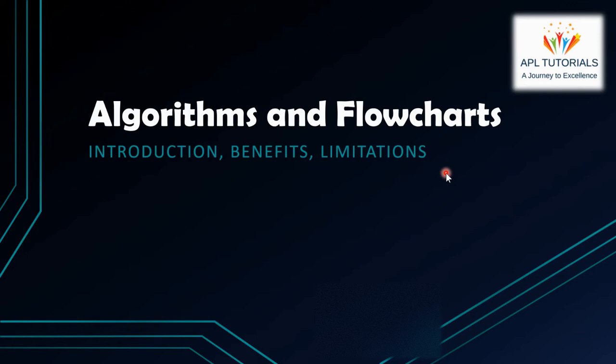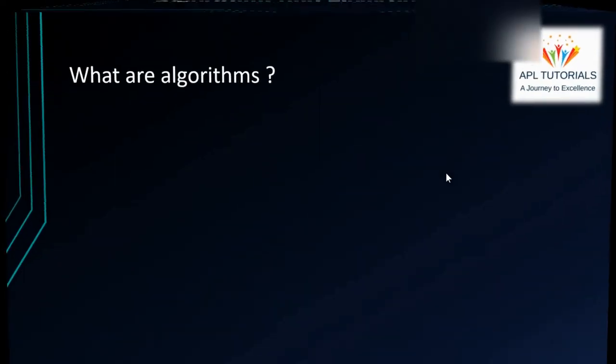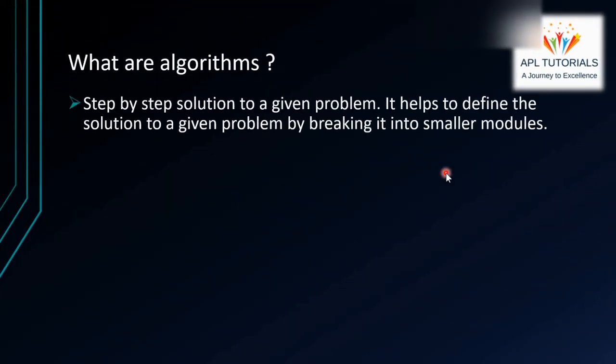Now anything you do, it has a systematic way. So that way of doing anything is known as an algorithm. So, what are algorithms? The step by step solution to a given problem. Step by step solution given to a problem is known as an algorithm. So, it helps us to define the solution to a given problem by breaking it into smaller modules.